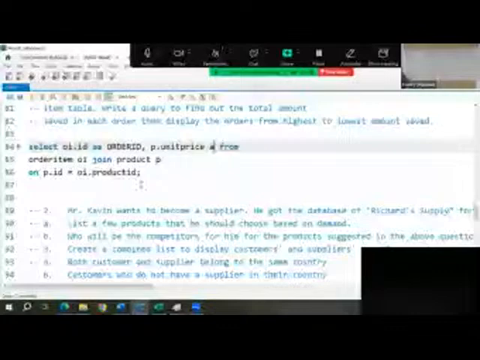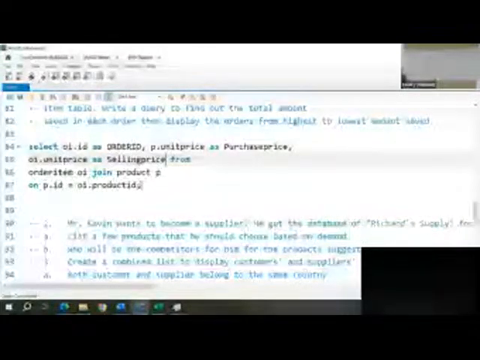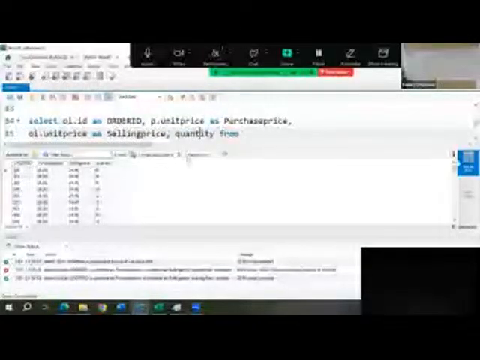Then I'm aliasing oi.unit_price as selling price. Next, what do we need? Quantity, there is only one. So there is only one unique word called quantity, so I don't care about explaining this, just leave it. With these 4 pieces of information I have taken, right? 4 pieces of information have come. Now all I need to do is what?